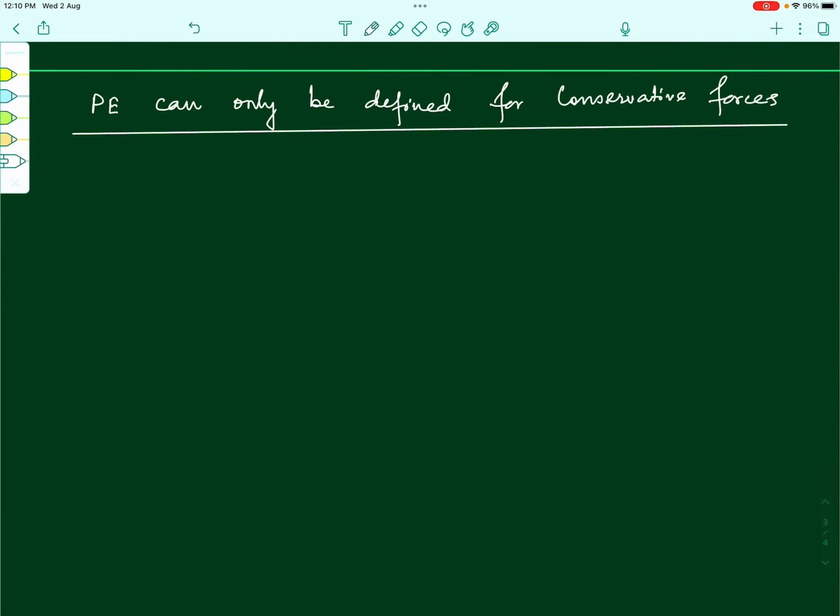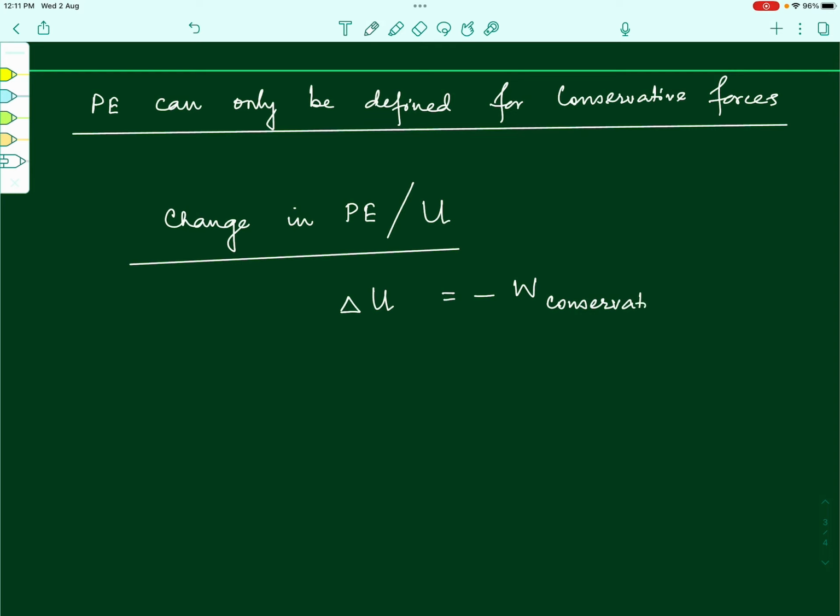We say that it is not the potential energy as such that can be defined. What we define is the change in potential energy, which we can write in short as PE, or another letter that we use to denote potential energy is capital U. Change in potential energy is defined as, now we come to the mathematical definition of potential energy, we say that change in potential energy, delta U or delta PE, is equal to the negative of the work done by the conservative force acting on the system under study.